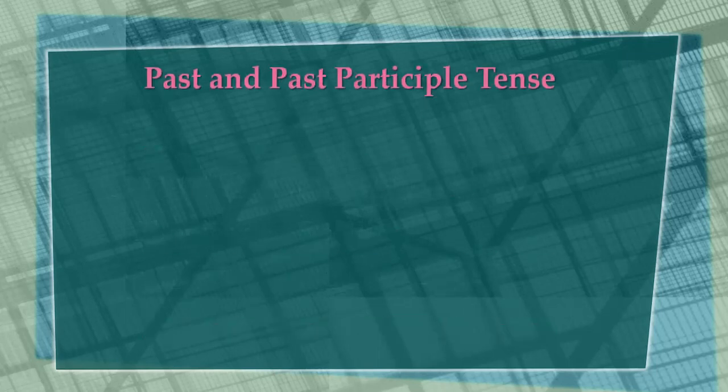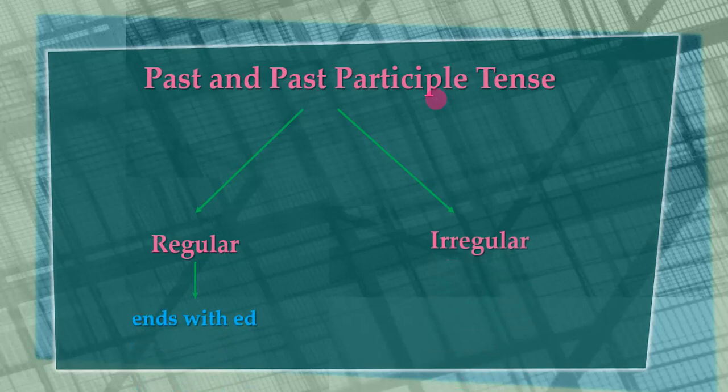What is the past and the past participle tense first? The simple past is the second verb, and the past participle is the third verb. Now they are divided into two parts: either regular verbs or irregular verbs. The regular verb ends with ed, while the irregular verb doesn't end with ed.